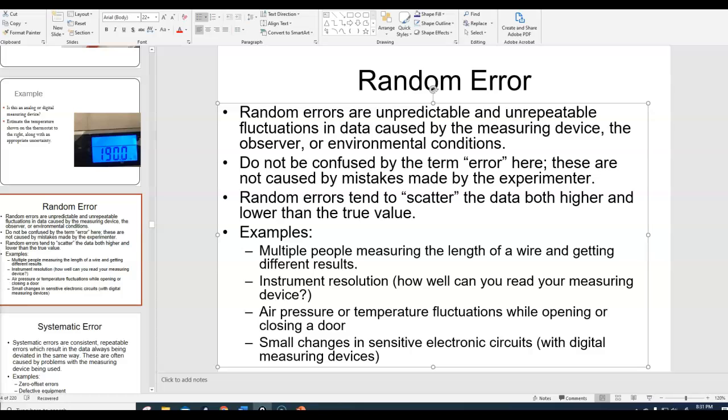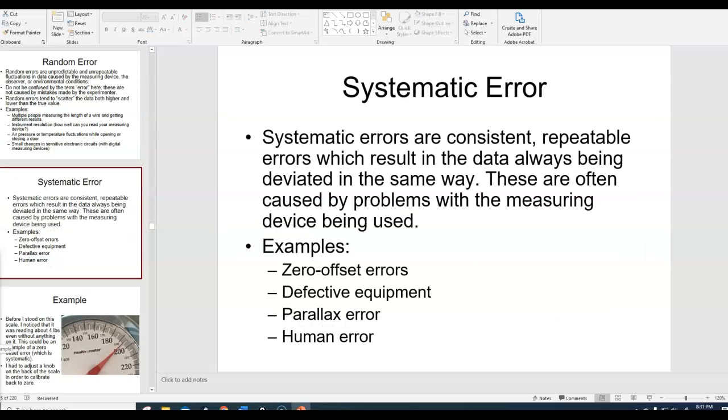Okay. Systematic errors, and again, when we talk about errors here, we're not talking about mistakes necessarily, but a systematic error is different from a random error in that systematic errors are consistent and repeatable errors, which result in the data always being deviated in the same way. So a systematic error could result in all of your data being too high or too low in a consistent way. These are often caused by problems with the measuring device being used. And here are some examples. Again, if you need to add this to your notes, go ahead and pause it here. We'll talk about an example of a zero offset error in just a second.